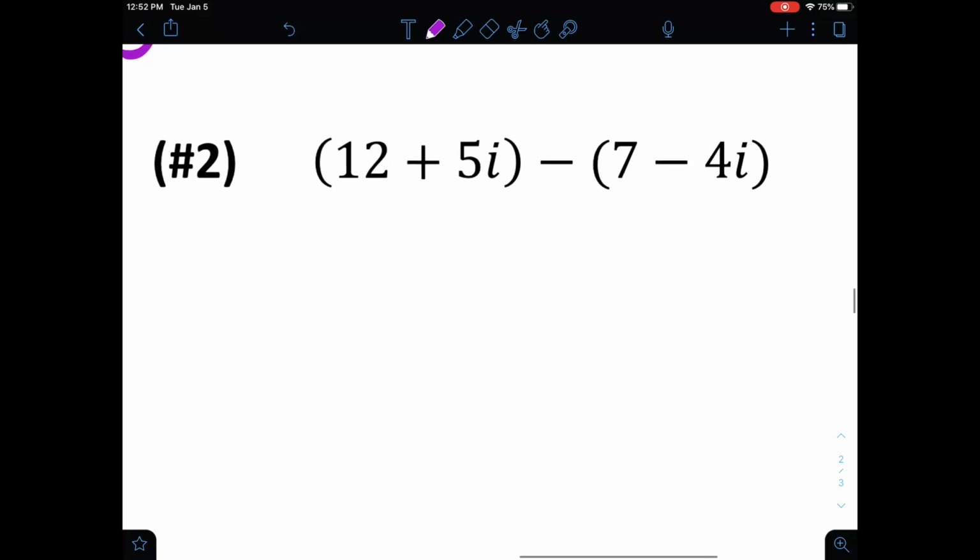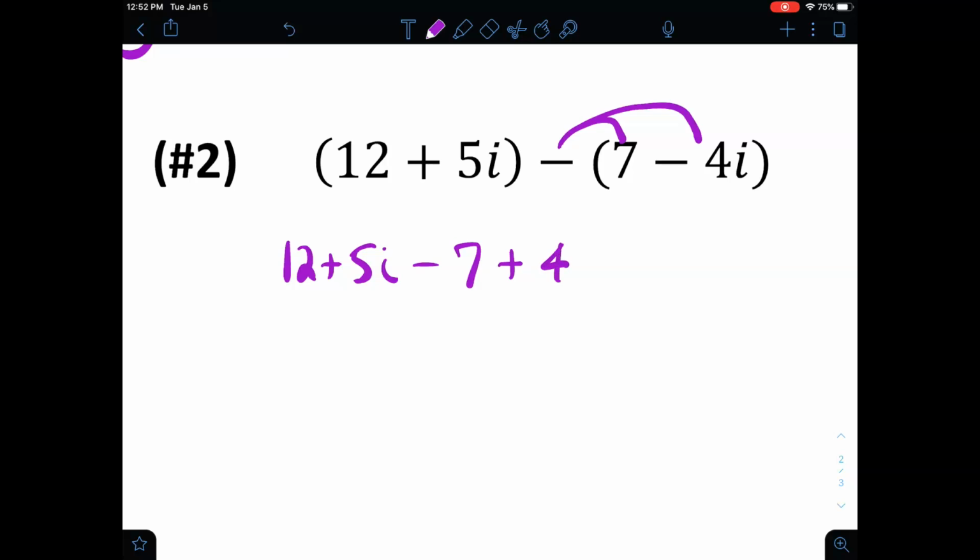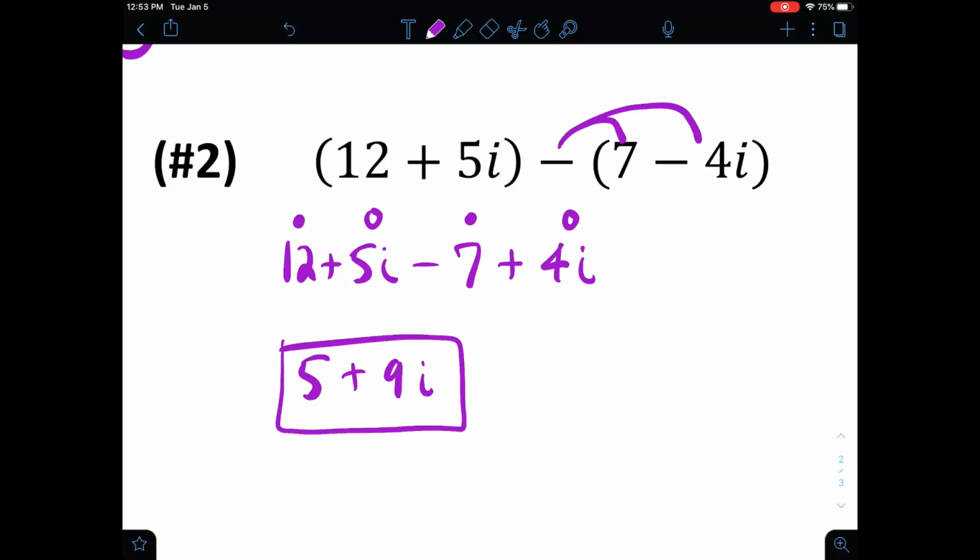And then number 2 is very similar. We have 12 plus 5i minus 7 minus 4i. But in this case, we have a negative here. We're subtracting this. So we got to change the signs of both of these. So we're going to rewrite this as 12 plus 5i minus 7 plus, since 2 negatives make a positive, 4i. See if you can combine like terms from here. See how you do. All right. Like terms, we got 12 minus 7 and then 5i plus 4i. So 12 minus 7 is 5. And then 5i plus 4i is 9i. And there's our answer.